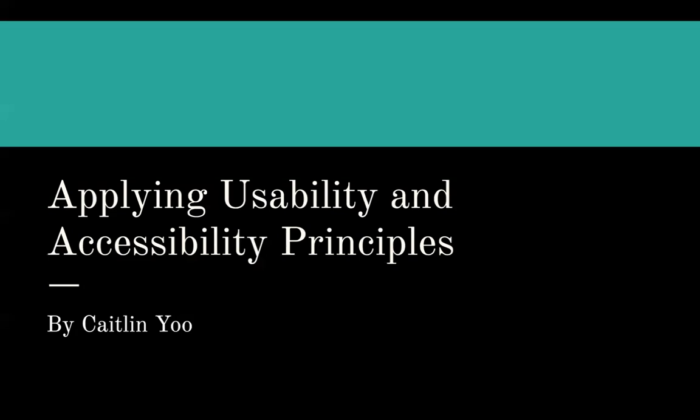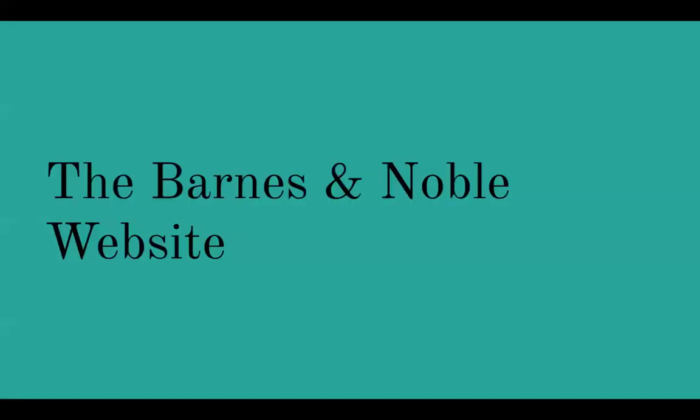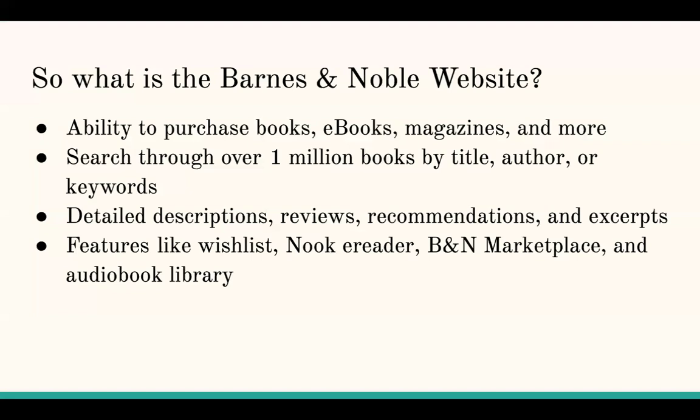This is my project on applying usability and accessibility principles. I will be analyzing the Barnes & Noble website with these principles. So what is the Barnes & Noble website? Well, it is a website for the well-known bookstore Barnes & Noble. It offers users the ability to purchase a vast amount of books, ebooks, magazines, and more.